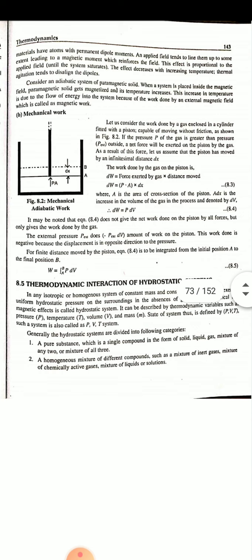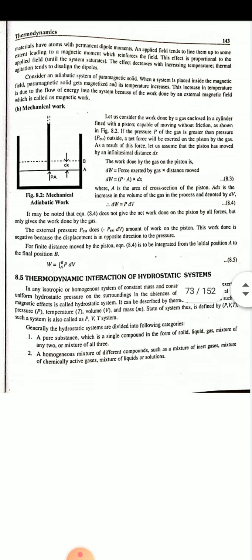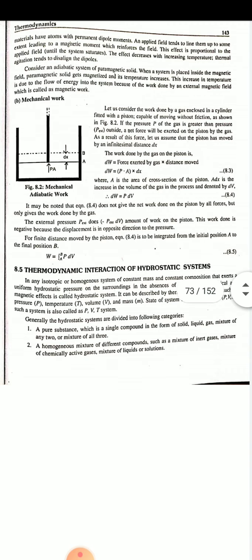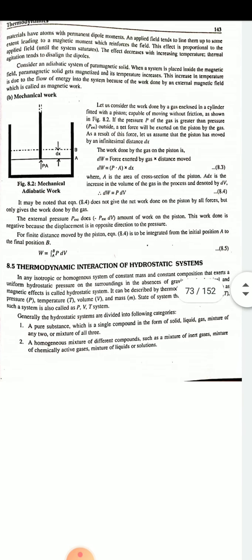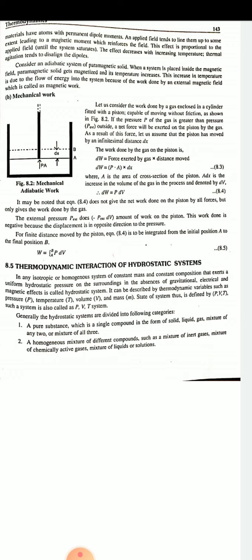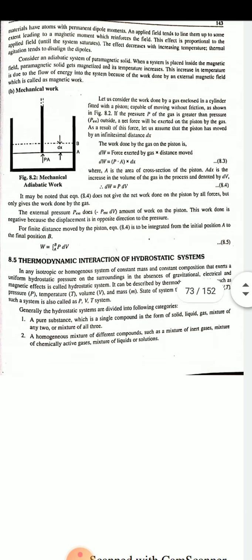For that purpose, we have to consider the work done by the gas enclosed in a cylinder fitted with a piston capable of moving without friction, as shown in the figure. If the pressure P of the gas is greater than the pressure outside, a net force will be exerted on the piston by the gas. As a result of this force, let us assume that the piston has moved by an infinitesimal distance dx. The work done by the gas on the piston is given by dW is equal to force exerted by the gas into distance moved, dW is equal to PA into dx, where A is the area of cross section of the piston.